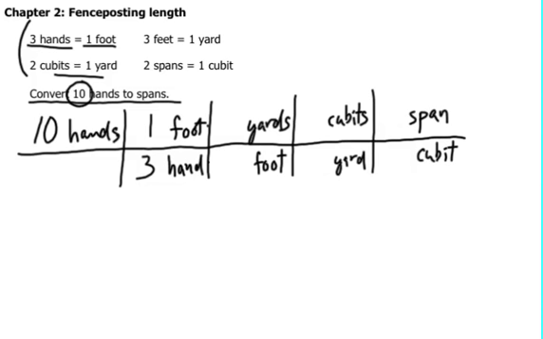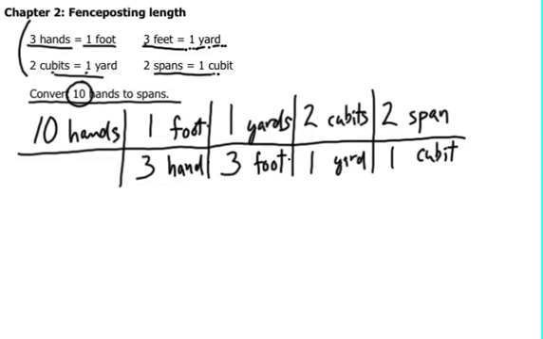Okay, so next you're looking at yards and foot. So we have here 3 feet equals 1 yard. So 3 feet, 3 goes in front of the foot, and 1 yard on top. Next, cubits and yards. 1 yard, 2 cubits. And then finally, 2 spans equals 1 cubit. So 1 cubit is 2 spans. All right, so now we have all of the numbers in place.